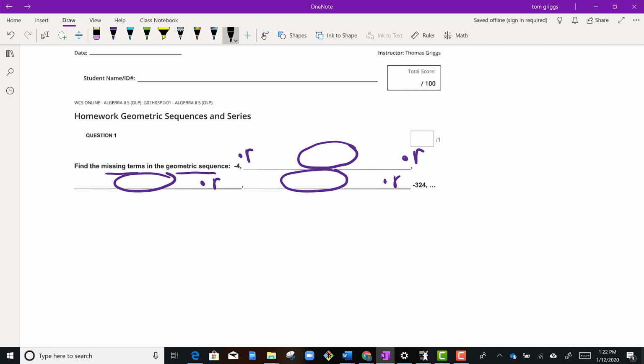-324. So this tells us this first number in the sequence is -4, and we have to multiply it by r 4 times, or r to the fourth, to get the fifth term in this sequence, -324. And essentially, this is always the setup. We take the first number, multiply it by r. R is always going to be one more than the number of blanks. So if I had 6 empty blanks, then it would be r to the 7th.